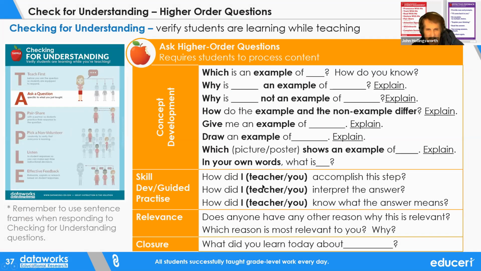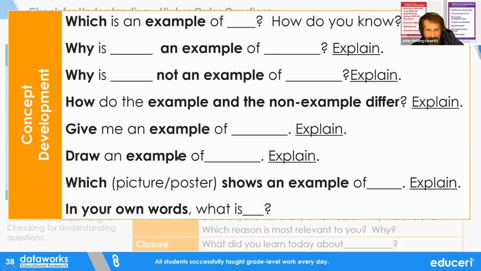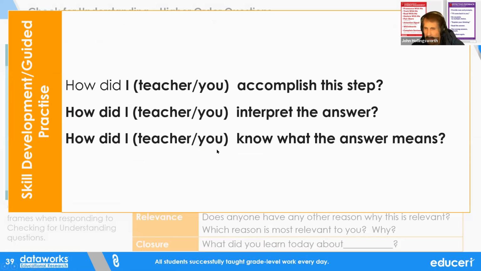Now, to ask the question, we just did it for concept development. For skill development, it's different. In skill, you're actually calculating the volume, identifying the character. So your question is always, how did I, or how did you? How did I accomplish this? How did I solve it? How did I determine? How did I identify the value, determine the place value? And that's when you do it.